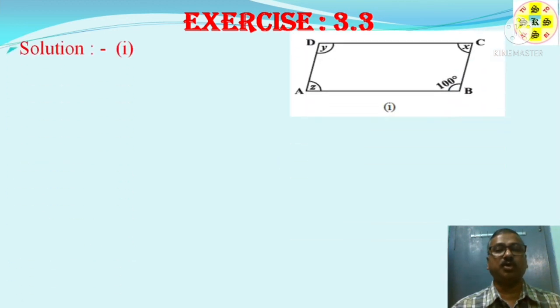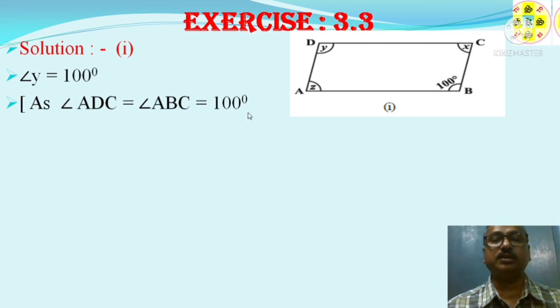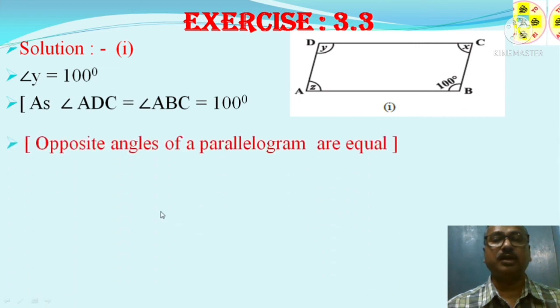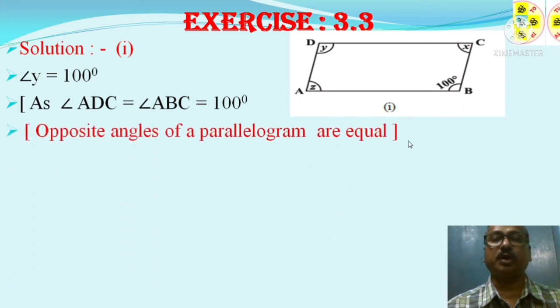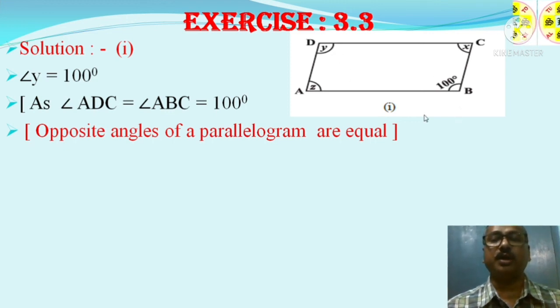This is part number 1. So now y equal to 100 degrees. Why are you writing this? We have to mention the reason. This is 100, ADC. ADC is equal to ABC. The reason is opposite angles of a parallelogram are equal. If names are given ABCD, you can write. Otherwise, in short, you can write simply y equal to 100, opposite angles are equal. So y is known.